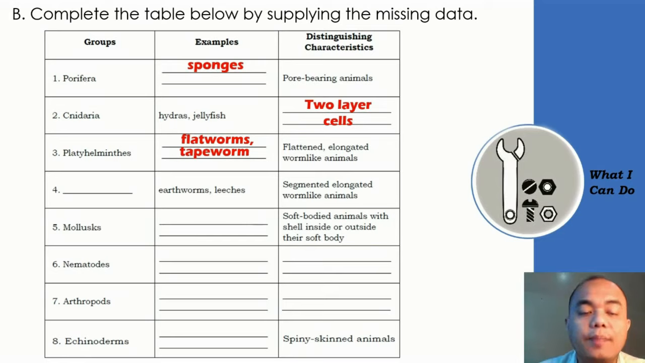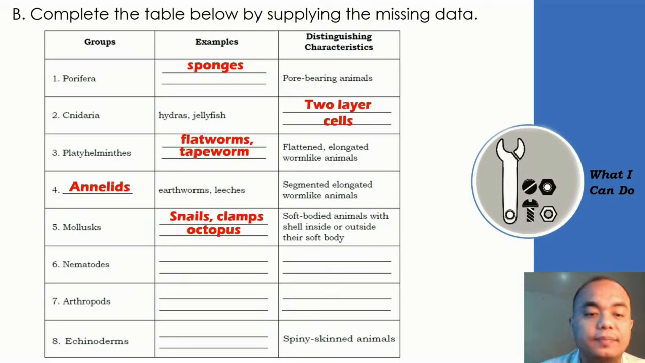Number 4, examples are earthworms and leeches, and the distinguishing characteristic is they are segmented, elongated, worm-like animals. They are, of course, annelids. They are segmented worm-like animals. Next, number 5, mollusks. What are examples of mollusks? Mollusks include snails, clams, and octopus. And the distinguishing characteristic is they are soft-bodied animals with shell inside or outside their soft bodies.